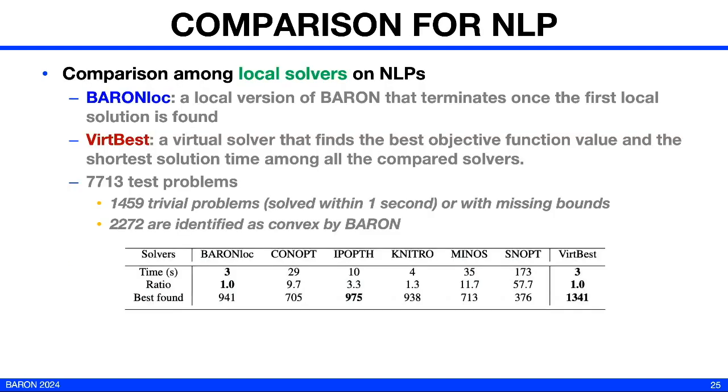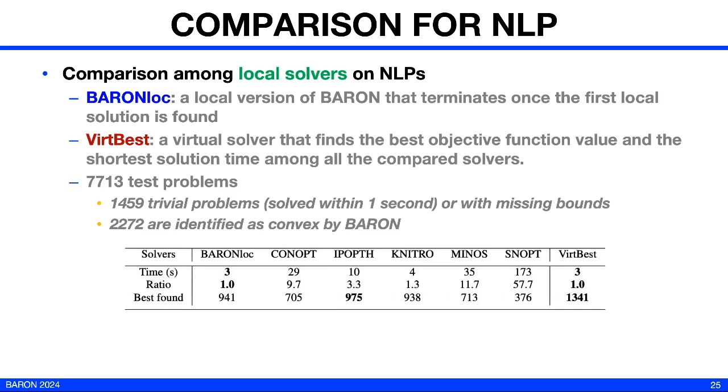First, we compare the performance for the NLP collections, and here we provided a simplified version from the Barron solver. Once the user sets the option fees local to 1, Barron will directly terminate when the first local solution is found. Then we call Barron lock a local solver.